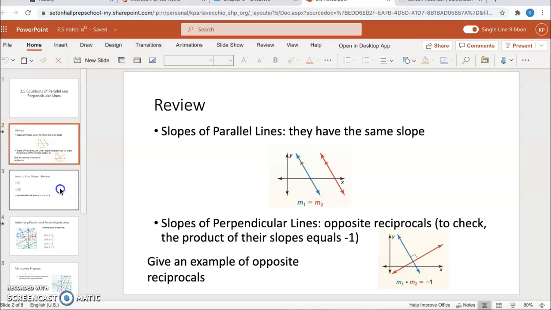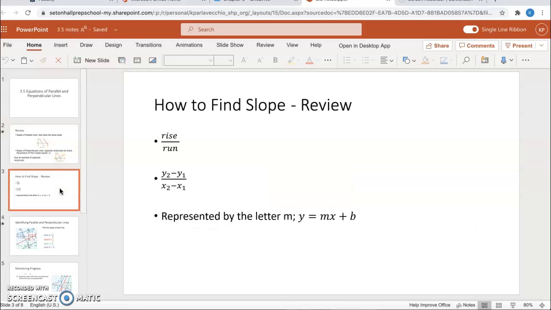To find the slope, again, just to review, if you were ever given a graph, you would use rise over run. If you were not given a graph and you were just given 2 points, you can use our slope formula of y2 minus y1 over x2 minus x1. Everything that we're going to be working with is going to be dealing with slope-intercept form. So when I ask you to rewrite an equation, please just use slope-intercept form.